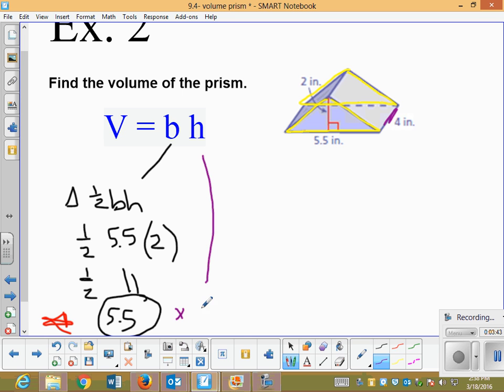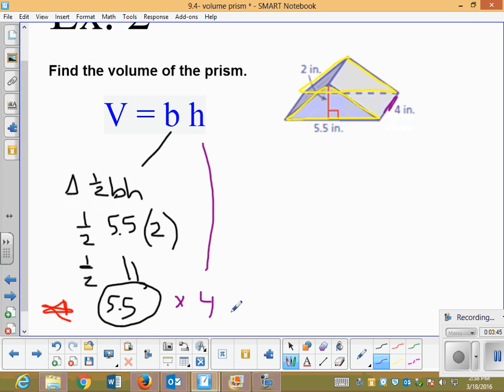So we're going to multiply this by 4, and 5.5 times 4 equals 22. That is it. So 22 cubic inches. That's it. So it's a lot easier than the surface area. You just have to find the base area and multiply it by the height.